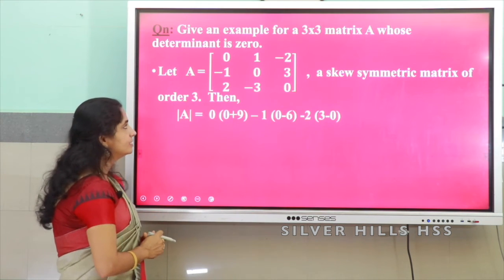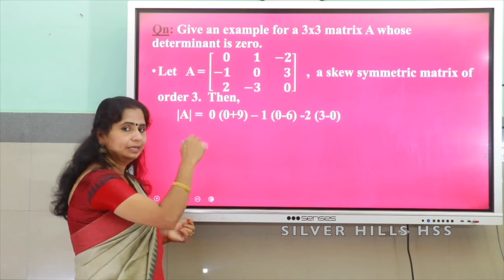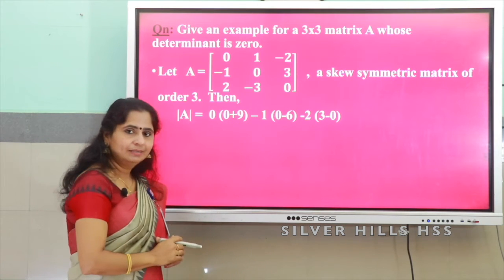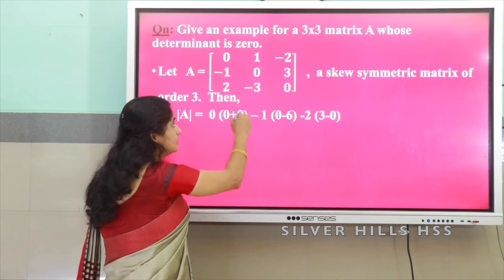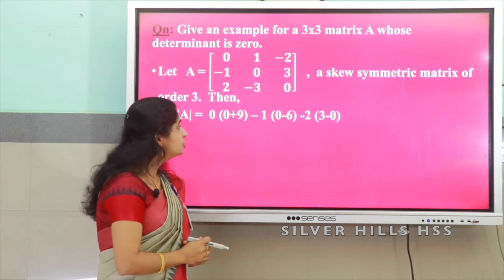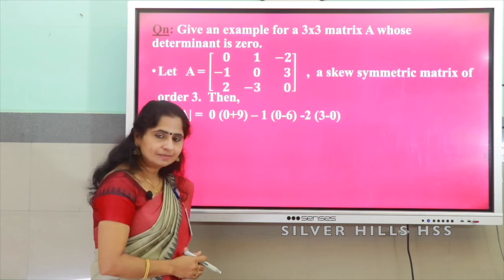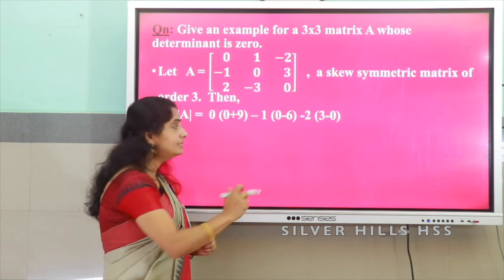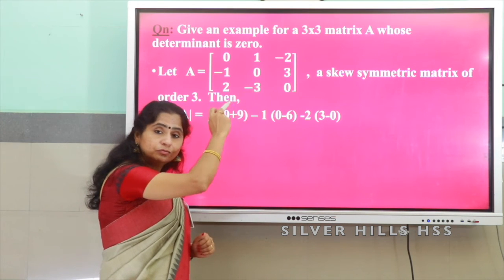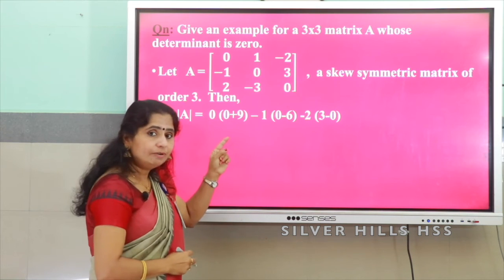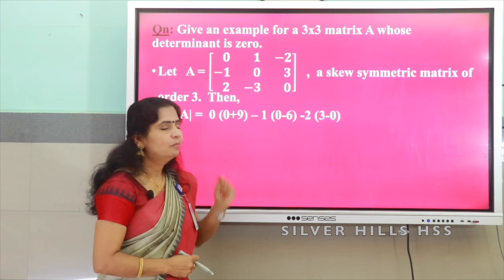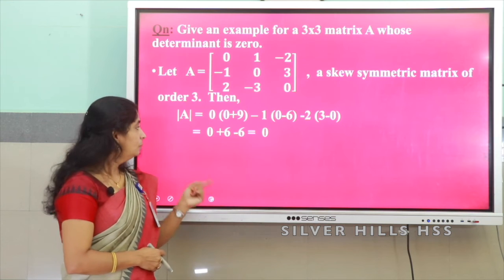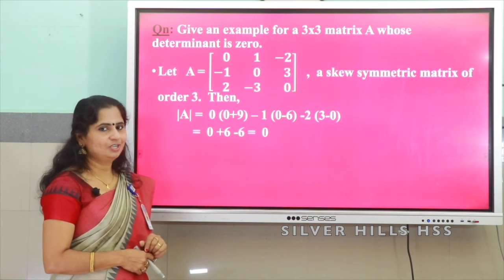When we evaluate this, we get 0 into, deleting the corresponding row and column, 0 into 0 minus of minus 3 into 3, you get plus 9. I'm expanding about the first row. The second sign is minus, so minus 1 into 0, 0 minus 2 threes are 6. And the third value is minus 2. The existing sign is plus, plus into minus is minus. So delete the first row and the third column, and the remaining, when we evaluate, we get minus 1 into minus 3 is 3, minus 0. So let's simplify this. We get 0 plus 6 minus 6 is equal to 0.